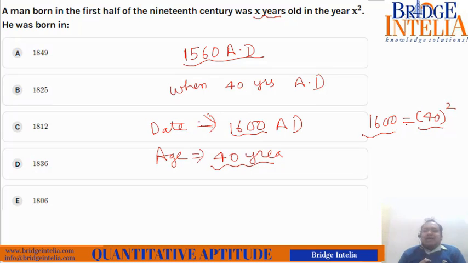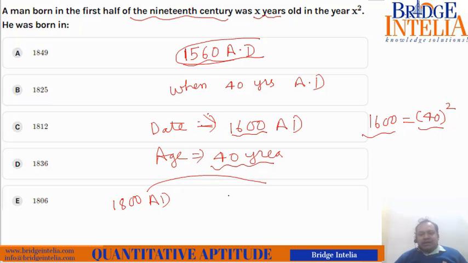So 1600 is equal to 40 square. This is the premise of the question. We have just taken an example, but this question is based on the 19th century. So I just took an example to help you understand the crux of this question. Now, this question is based on the first half of the 19th century. That means this guy was born somewhere between 1800 AD and 1850 AD.